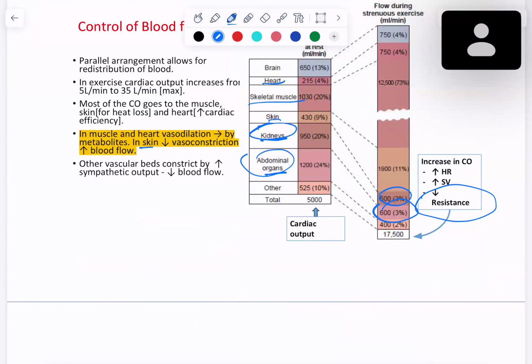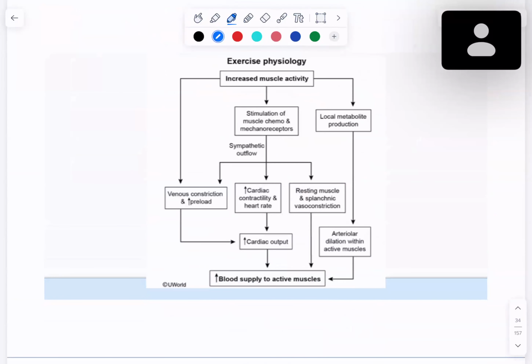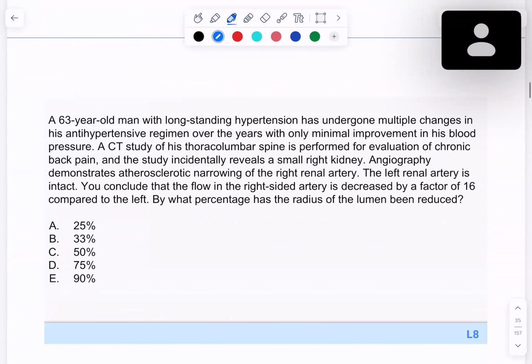Anytime. Okay. So, shall we move on, guys? This is just a graph to illustrate what happens. Let's move on to the next question, okay?